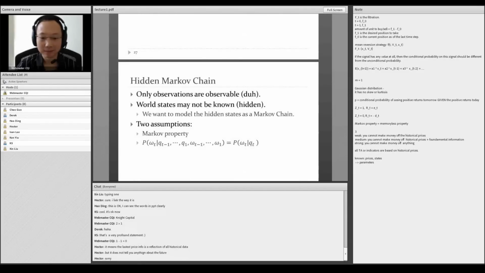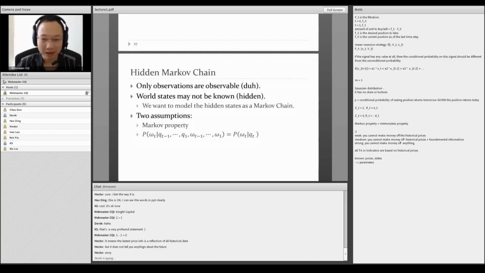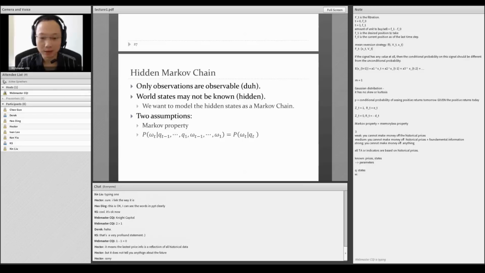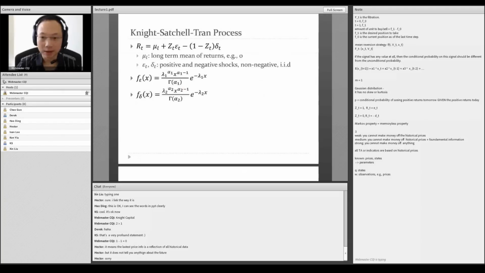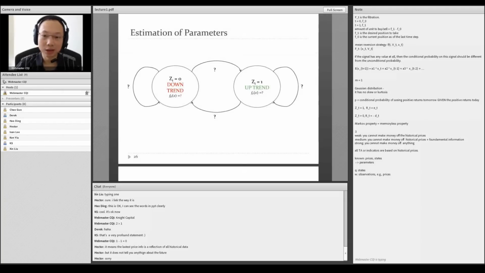So can somebody make another guess? Before you answer this question, you really want to ask me what omega and Q_t mean. Q_t stands for the state, and omega stands for the observations, such as the prices. So Q is like when Q equals 1, you're in this state. When Q equals 0, you're in this state. So Q are the states.